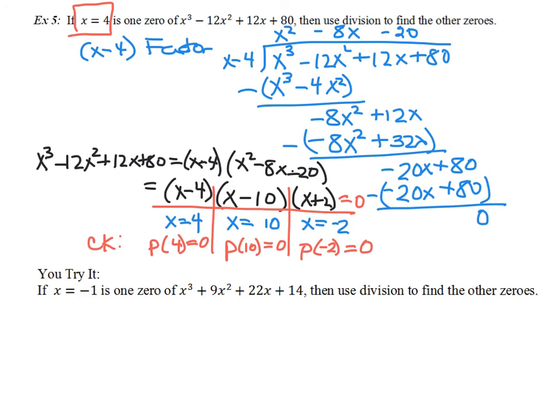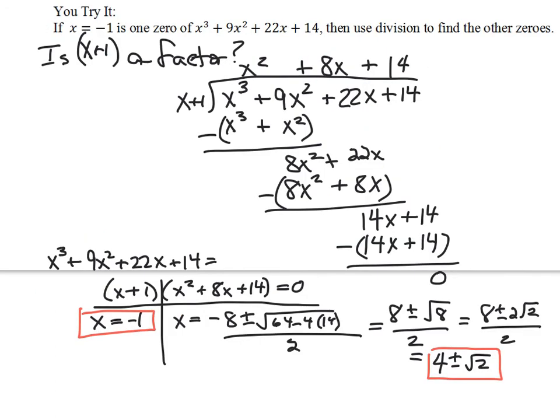Now I'd like you to try the You Try It. So we want to know this time if x equals negative 1 is a 0 of this polynomial. So that's another way of asking, is x plus 1 a factor? So I did the division, and when I did the division, I did it by long division, so you can follow my steps and see if you got the same answer. I did get a remainder of 0. But here was the trinomial that was the other factor.